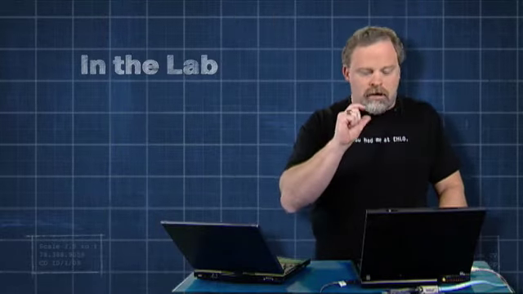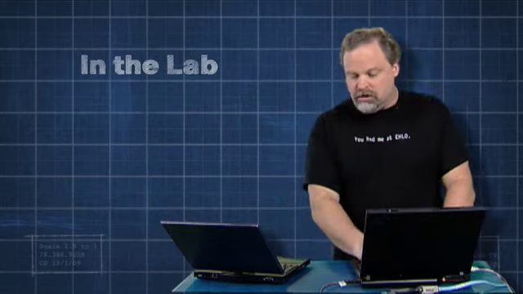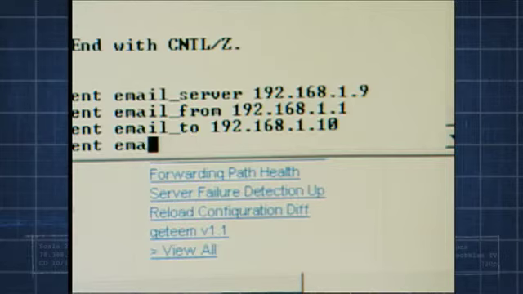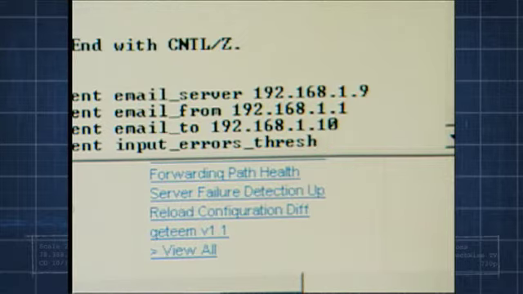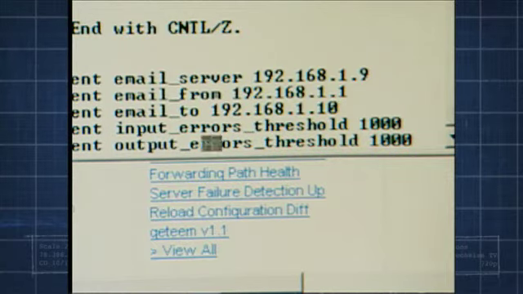At this point, I need to set up my triggering components, what will actually make this script run and execute this email and send me a message out. So in this case, I'll do the embedded event manager variable, and I'll type in input underscore errors, because that's really what I want to look for on this interface is my errors. Threshold, make sure I spell that right, 1000, there we go. Up again, we'll do outputs, because when I have an input, I certainly have to have an output. And we'll make that 5,000.